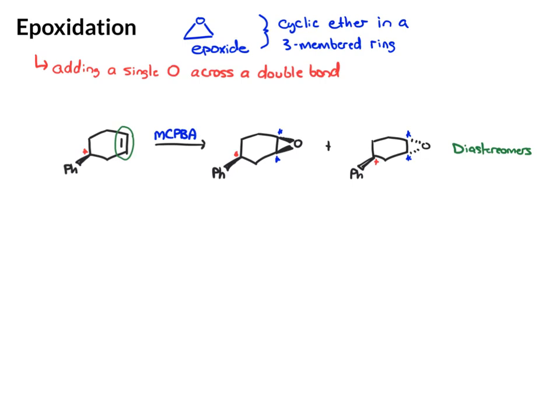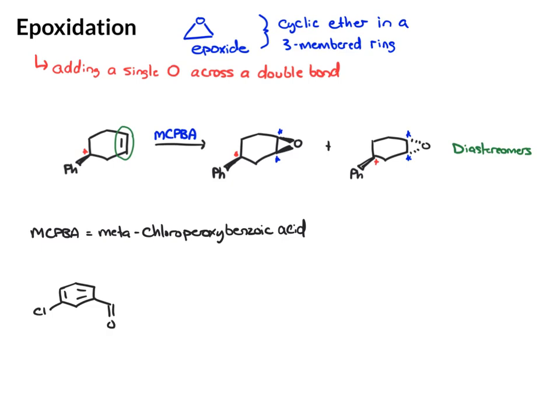So the MCPBA stands for metachloroperoxybenzoic acid. Okay, well, what does that look like? We have a ring, the Cl, and then in a meta relationship, that's 3 atoms away from the Cl, we have this peroxybenzoic acid. When you hear the peroxy term, think of 2 oxygens together. That's a peroxide.